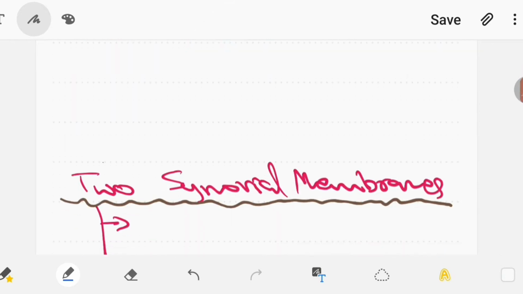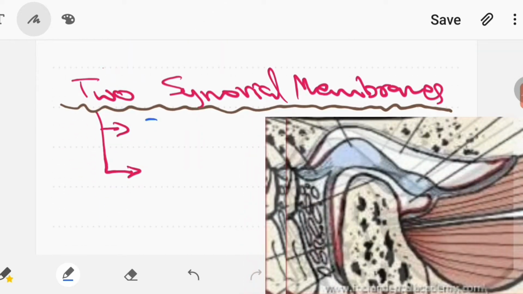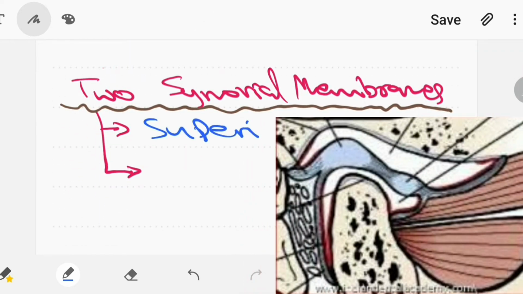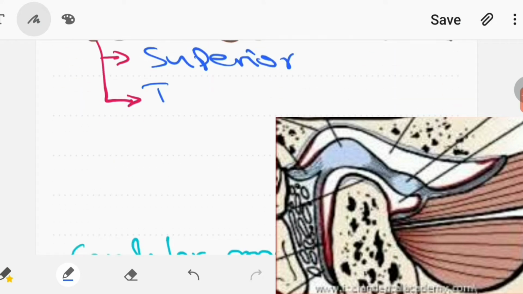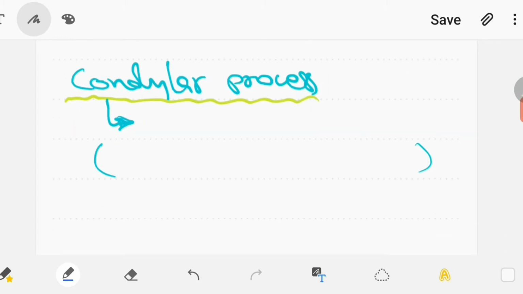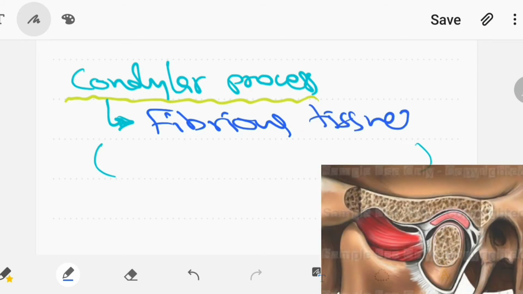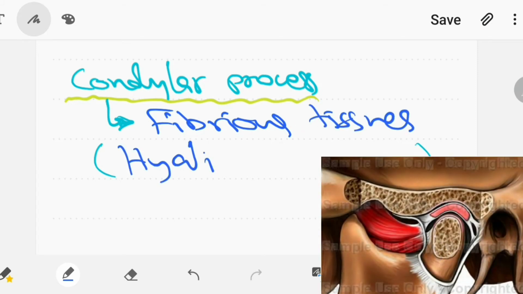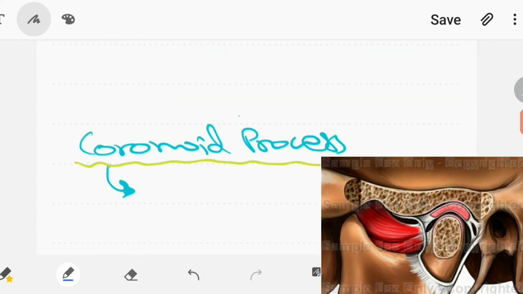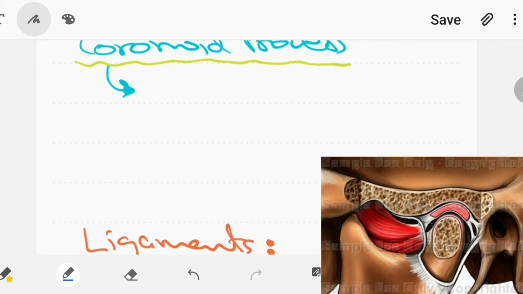Temporomandibular joint consists of two synovial membranes. One is the superior synovial membrane and the other is the inferior synovial membrane. The condylar process of the temporomandibular joint is lined by fibrous tissues, primarily a hyaline cartilage, and the coronoid process provides insertion for portions of the temporalis and masseter muscle.